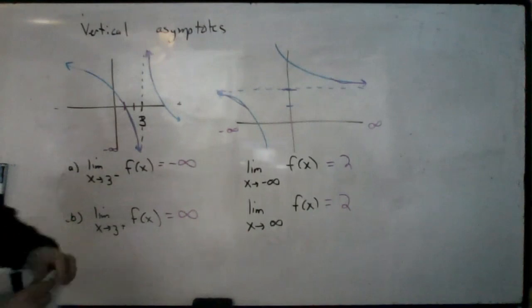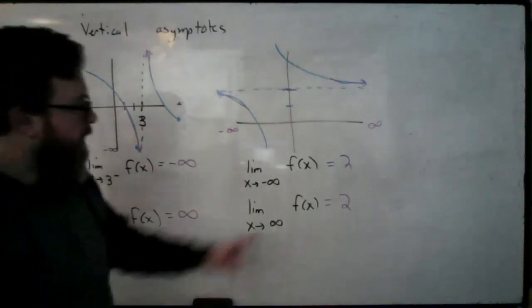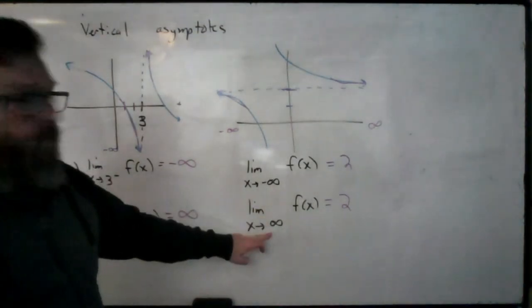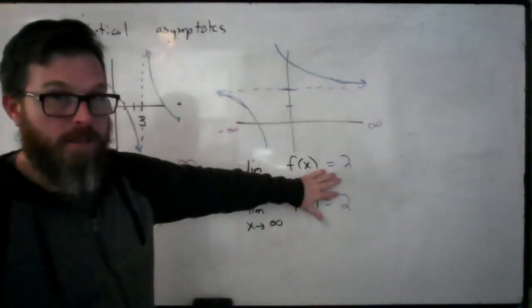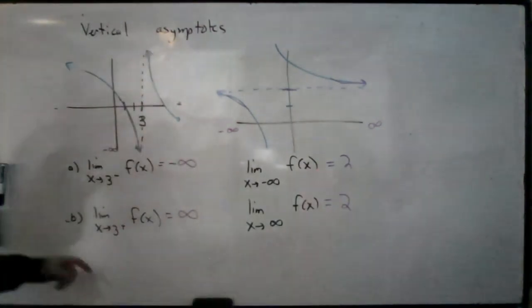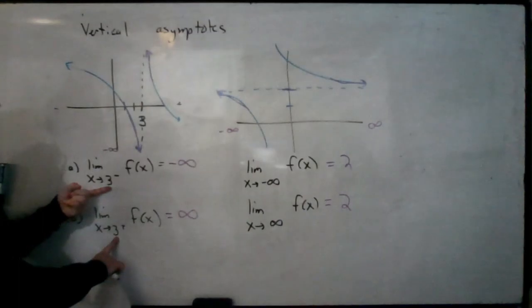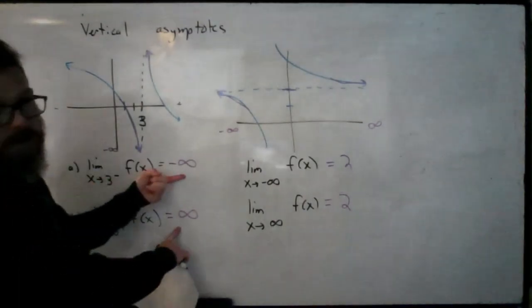So with horizontal asymptotes, the x values are shooting to infinity and the y values are becoming constants, as opposed to the vertical asymptotes, where you're approaching a constant in your x, and then the y values are going off into infinity.